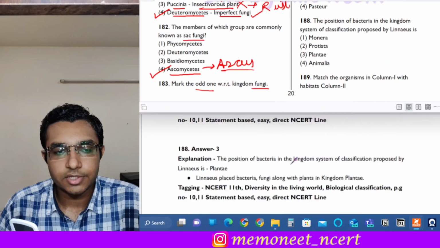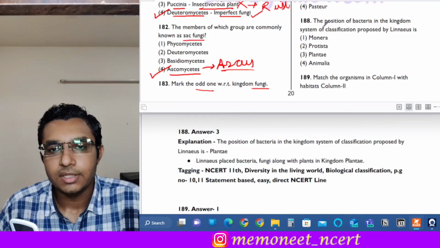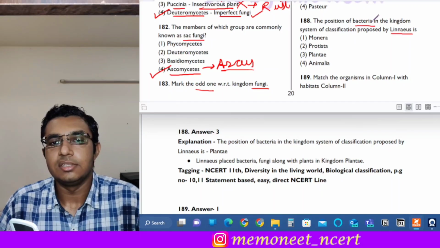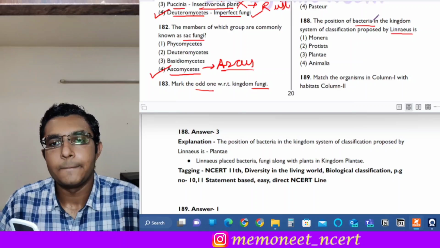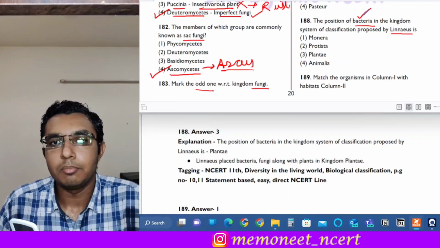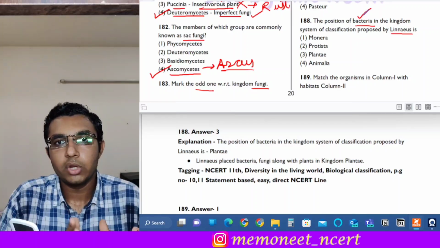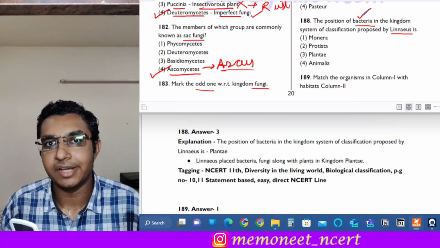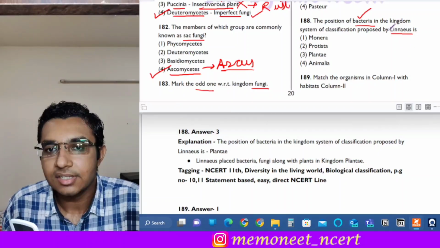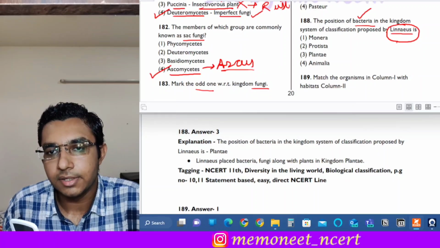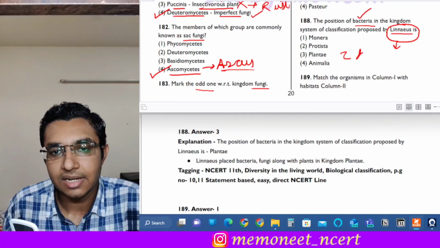Moving on to the next question, that is question number 188. The position of bacteria in the kingdom system of classification proposed by Linnaeus is. Now see, this question is really confusing. Why? Because it is asking about the position of bacteria and you will tell that it belongs to kingdom Monera. But that kingdom Monera is present in the 5 kingdom classification, which was proposed by R.H. Whittaker. But the question is asking about the classification proposed by Linnaeus. And Carolus Linnaeus gave the 2 kingdom classification.